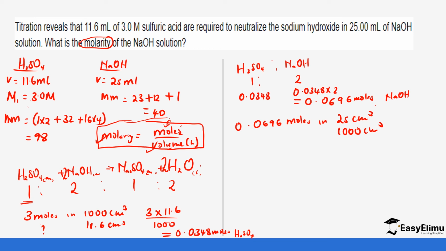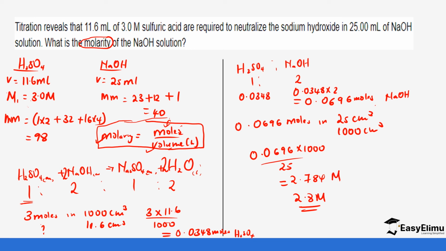So using the first principle as we finish up, 0.0696 moles are in 25. What about in 1,000 centimeters cubed? So it is 0.0696 times 1,000, you divide by 25, which gives us 2.784 M, which is the same as 2.8 M. So that's the molarity of sodium hydroxide. You've seen how we have incorporated the concentration stoichiometry in this calculation. So that's basically what we were talking about when we talk about titration.